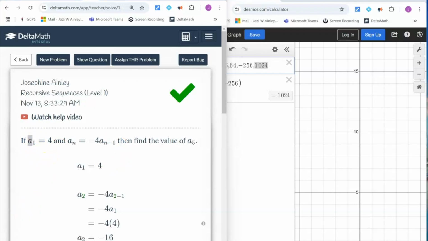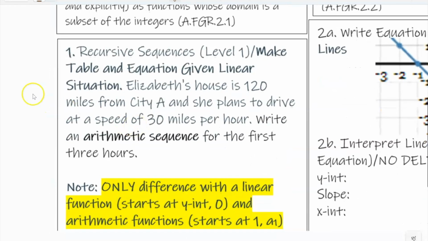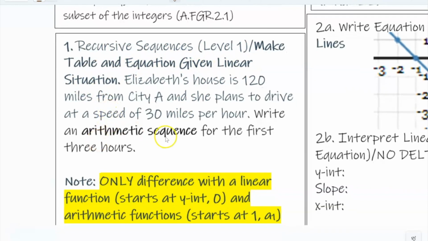Let's practice. All right, so we're going to take a look at AKS1A again to use mathematically applicable situations, algebraically and graphically, to build and interpret arithmetic sequences recursively and explicitly as functions whose domain is a subset of integers. Okay, so we talked about recursive sequence. Now we're going to talk about making a table and equation, give you a linear situation and also an arithmetic sequence.